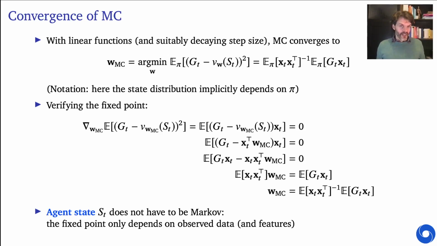So the agent state here does not have to be Markov. This is fully defined in terms of the data. That's kind of interesting, right? So we don't have to have a Markovian feature vector or anything like that. Basically, the fixed point here is defined fully in terms of the xt's. It's not even defined in terms of the agent state. It's defined in terms of the features that you observe. So that's kind of interesting. We didn't need that property.